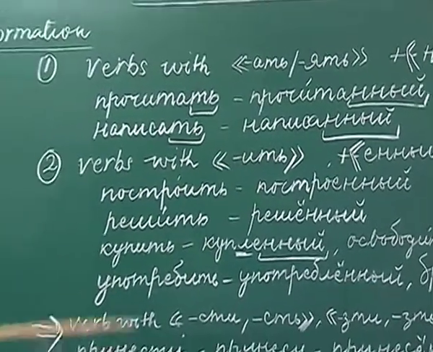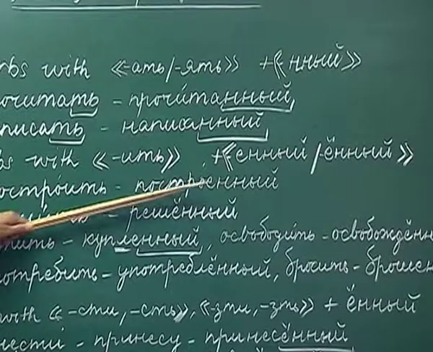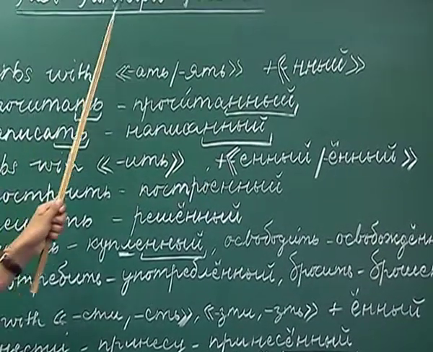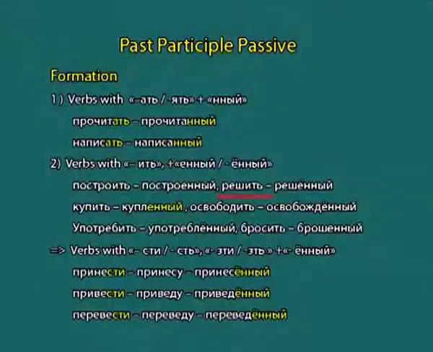For example, pastroit, pastroit is to build, pastroit ends with e ta soft sign. So, that is why we will use the suffix yenni. Pastroenni, pastroenni is the past participle passive from the verb pastroit. Rishit, rishit is the perfective aspect of the verb rishat, to decide. Rishyonni, so here we are using yonni.